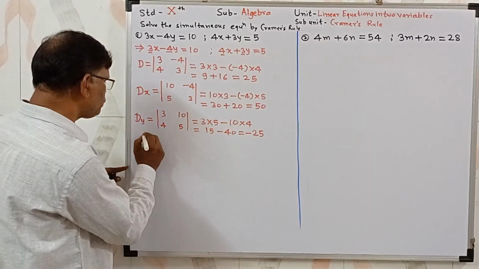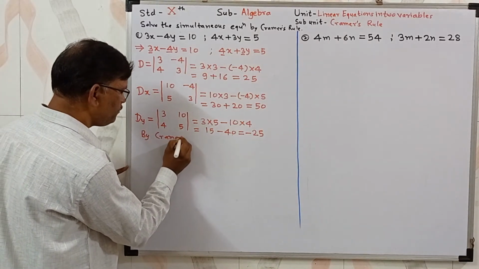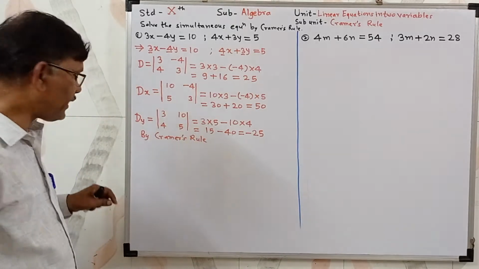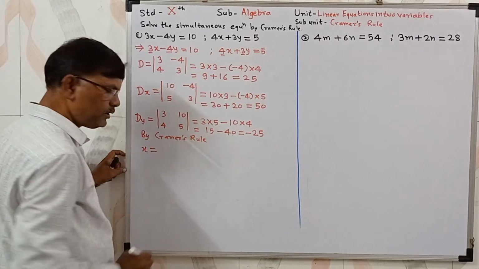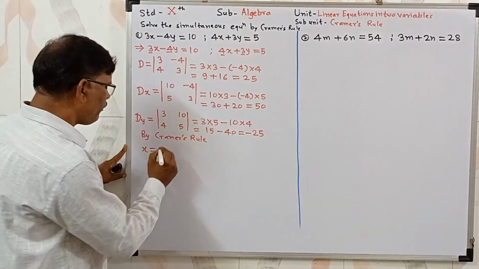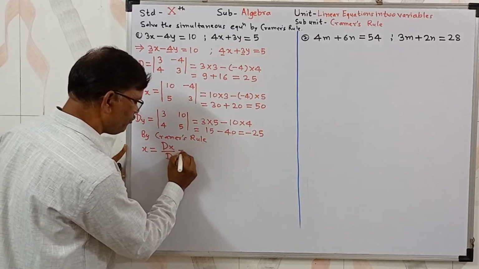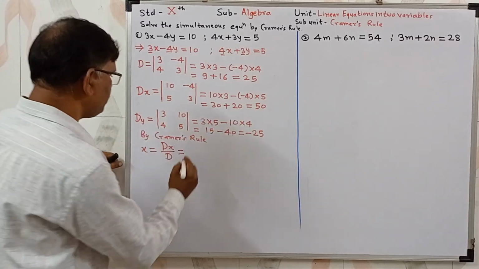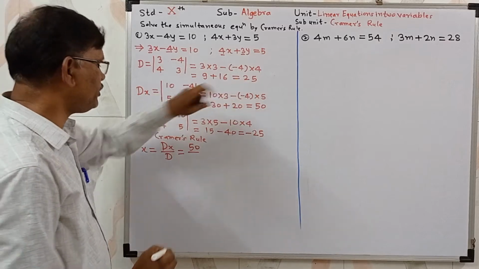Now by Cramer's rule, we have to find out the value of x. We know the value of x is Dx upon D. What is the value of Dx? The value of Dx is 50 and the value of D is 25.